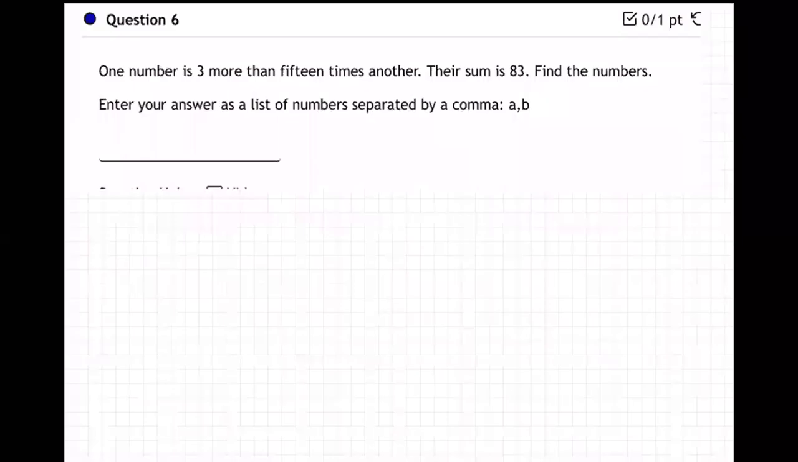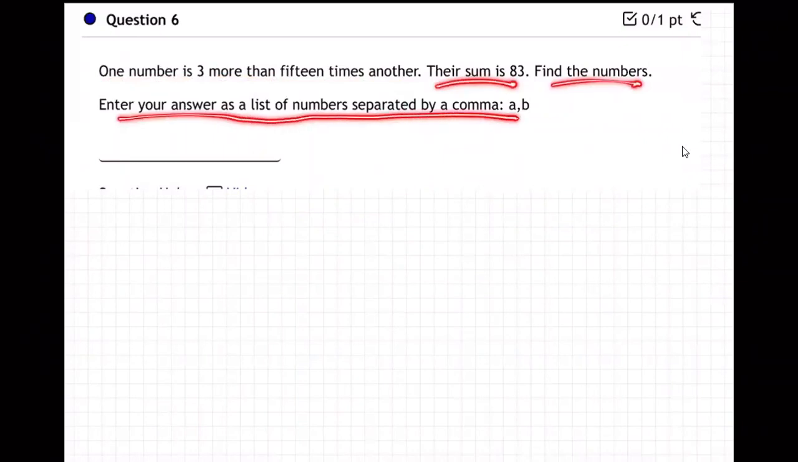Okay, so on this one, it says one number is 3 more than 15 times another. Their sum is 83. Find the numbers. Enter your answer as a list of numbers separated by a comma, A, comma, B.